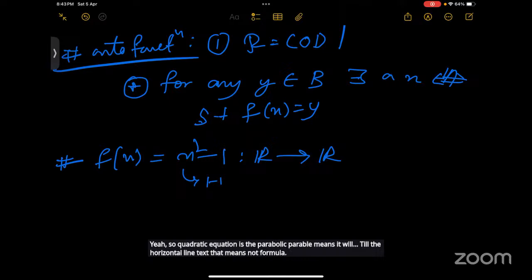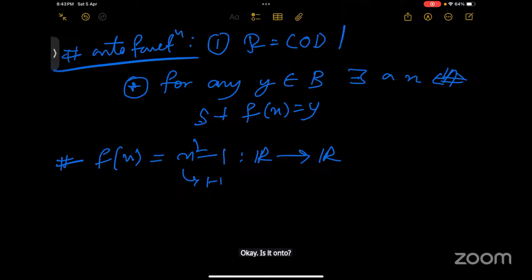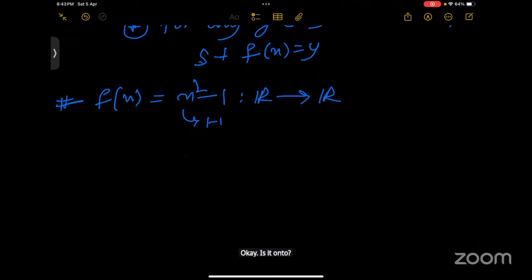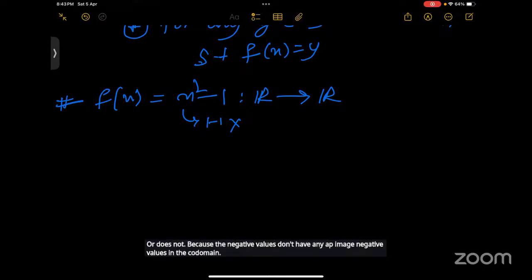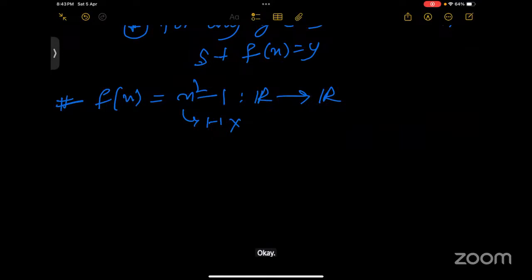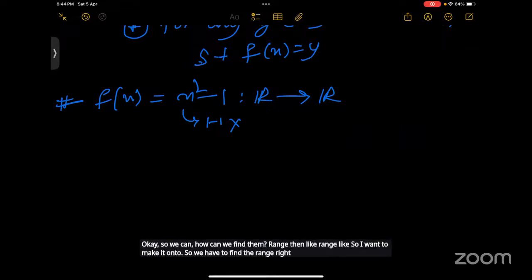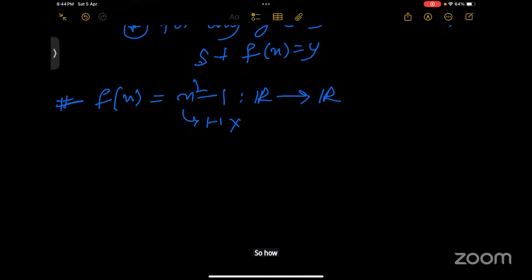Is it onto? No, it is not. Why? Because the negative values in the codomain won't have any pre-image. So how can we find the range? If I want to make it onto, we have to find the range, and then restrict the codomain to the range. Then it will be onto. So how can we find the range?